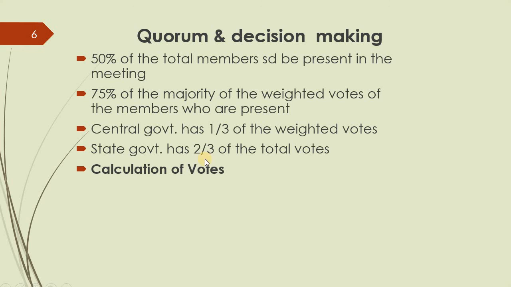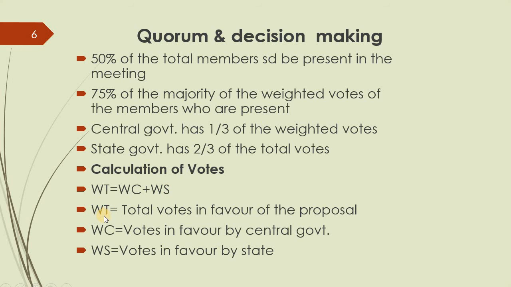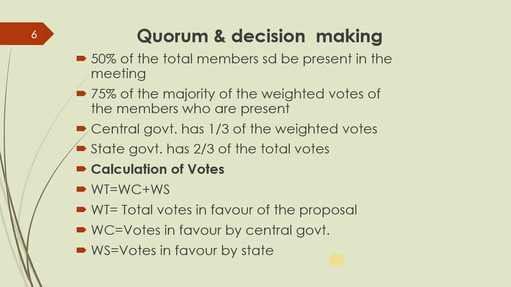Now the calculation of votes, how the votes are counted. WT means weighted total votes. Here, weighted votes of center, C means center, plus weighted votes of state government. So WT means total votes in favor of the proposal. Then WC means votes in favor by the central government, and WS means votes in favor by the states. So this is how the decisions are taken in the GST Council.